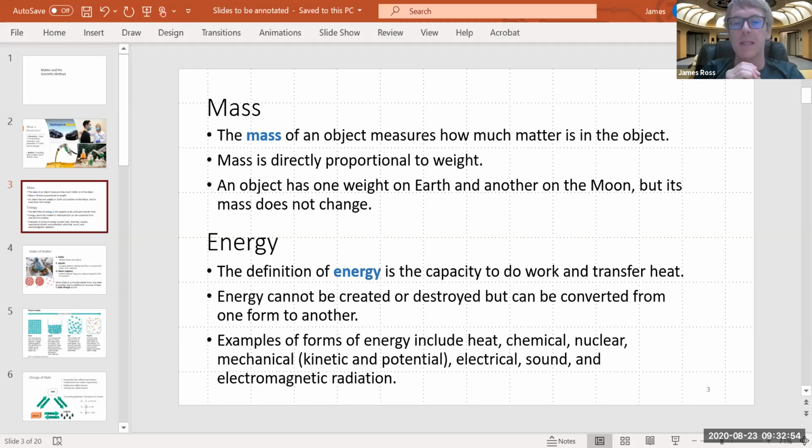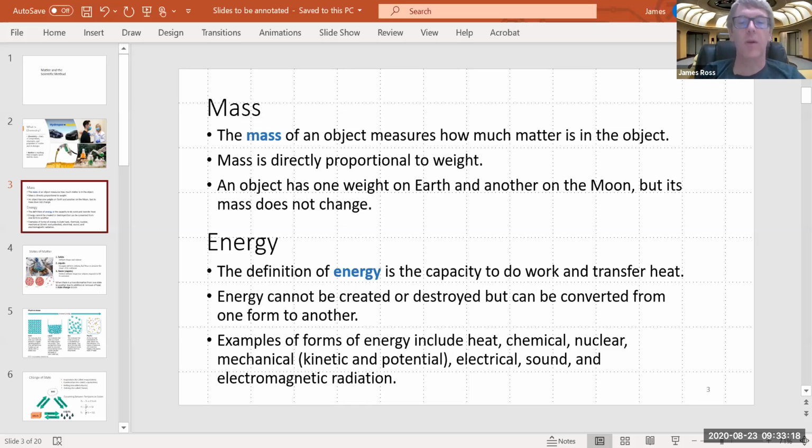Energy is the capacity to do work and transfer heat, which is a pretty lousy definition, to be honest. It doesn't say really what energy is, it says what you can do with it. I don't want to say more than that for now. I'd be aware of this textbook definition, but we'll come back to it in a later video when we look at thermochemistry, but not today.